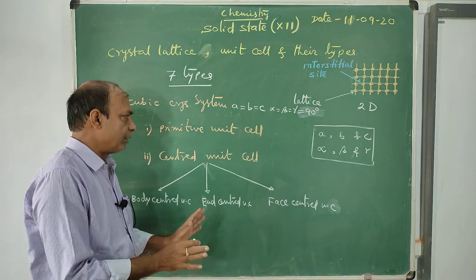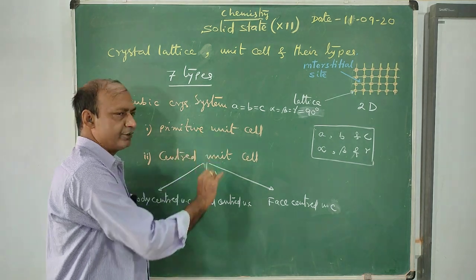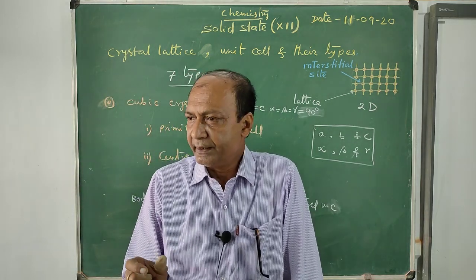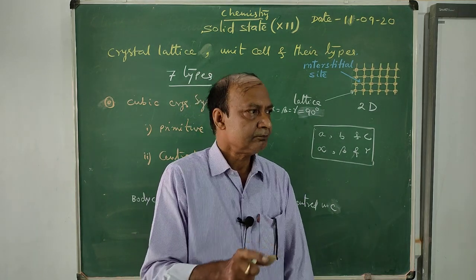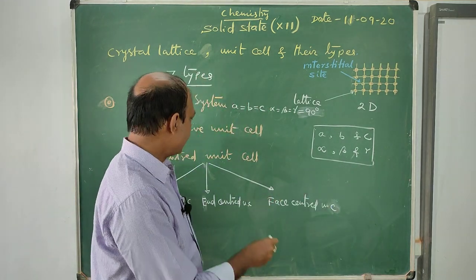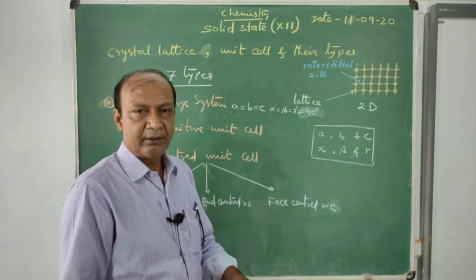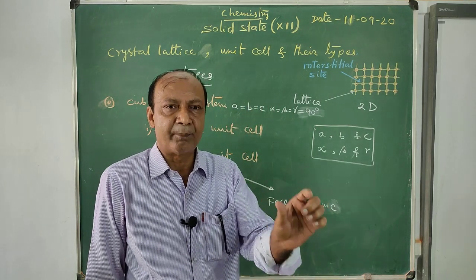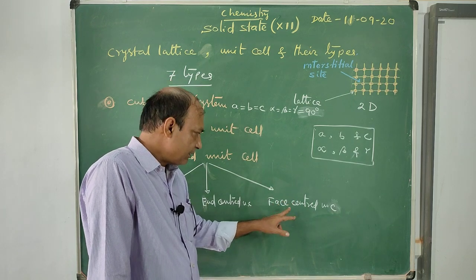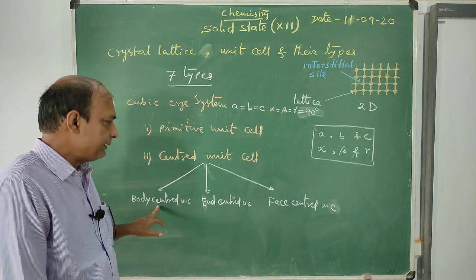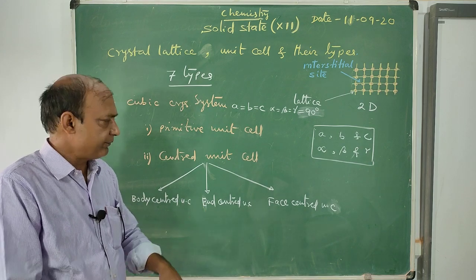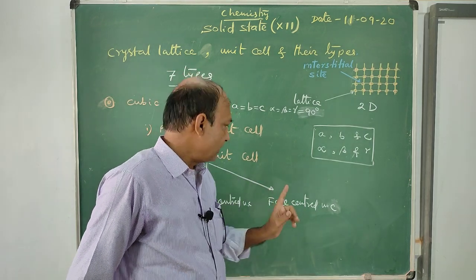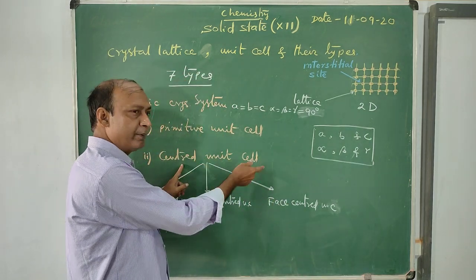So first of all, make it clear that a primitive unit cell means that unit cell in which the constituent particles are present only at the corners. Secondly, centered unit cells are those unit cells in which there must be a particle or particles present at the center of the face, center of the body, and center of the face in two opposite faces, in addition to the particles present at the corners. In all cases, here also, the particles will be present at the corners.